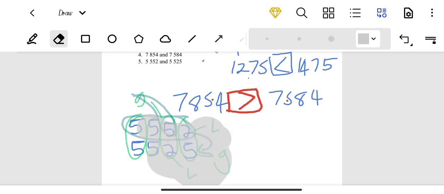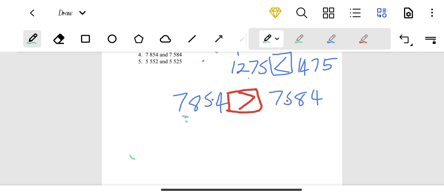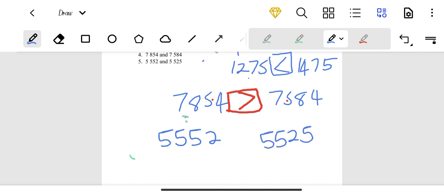So what am I going to do? What I'm going to do, I'm going to write 5, 5, 5, 2 and 5, 5, 2, 5. The sign that is going to be there, since this one is greater than that, it's going to be that sign. And then you are done.